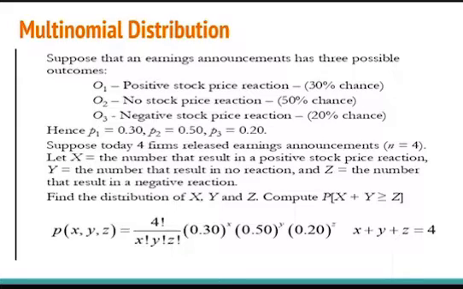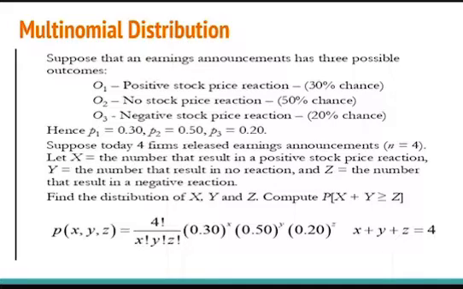Compute the probability of X plus Y greater or equal to Z. Before you can conduct inference, because statistical inference is finding the probability, you need to use the right probability distribution. The first question says find the distribution. Of course, the distribution of X, Y, and Z will be multinomial. I'm just going to plug in the values in the multinomial.